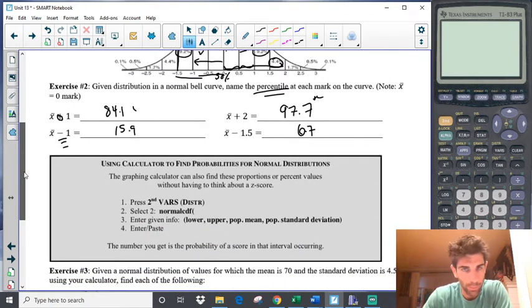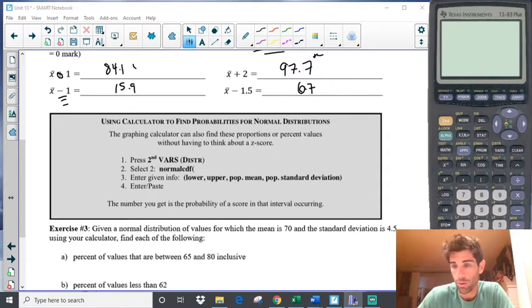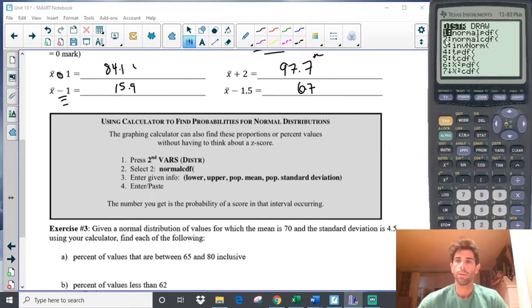Now let's just make it a little bit easier and go into your calculator. So using the calculator to find probabilities for normal distribution. The graphing calculator can also find these proportions or percent values without having to think about z-score. So no matter if you have a newer calculator or an older calculator, when you hit second vars, you would see number 2, it says normal CDF, normal CDF.